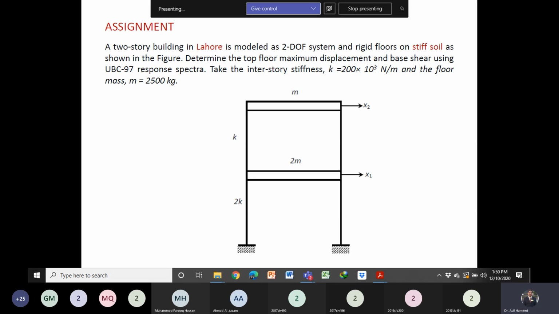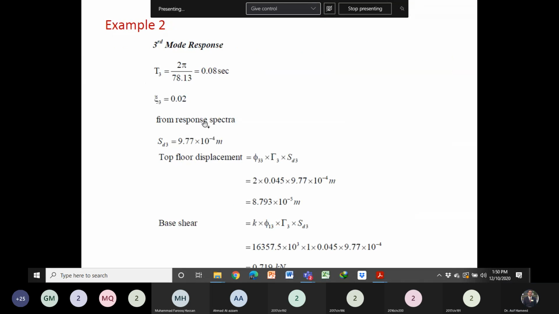We have to perform the modal analysis. We can calculate the omega values and we can calculate the corresponding modal vectors. Can you do it? Omega values and the modal vectors. I hope you can perform the modal analysis. You can calculate the omega values and also you can calculate the modal vectors. Next step is we have to see the values. We need the modal participation factor. We have to see the values of the maximum response from the response spectrum.